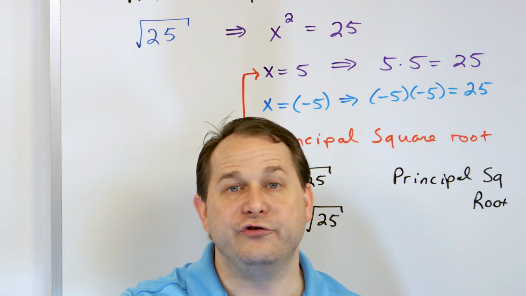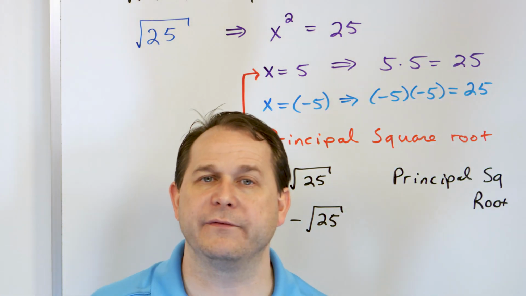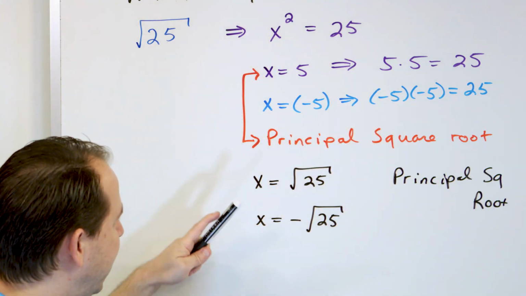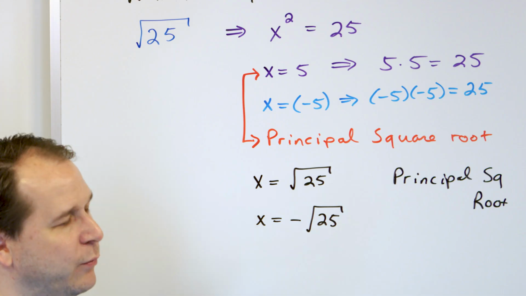Whenever I do the action of applying a square root by myself as part of solving an equation, then I will have to write down plus or minus. There's two answers: a plus square root of 25, the principal square root, or a minus square root of 25.